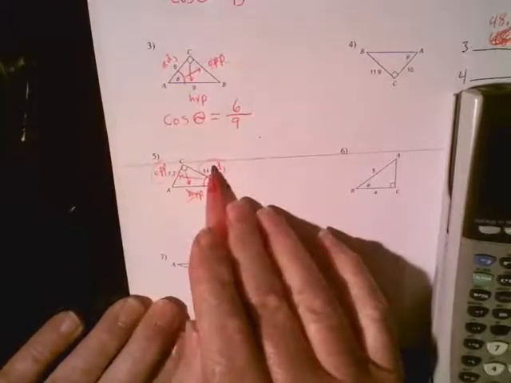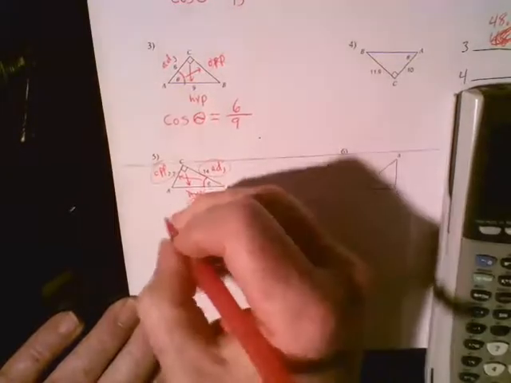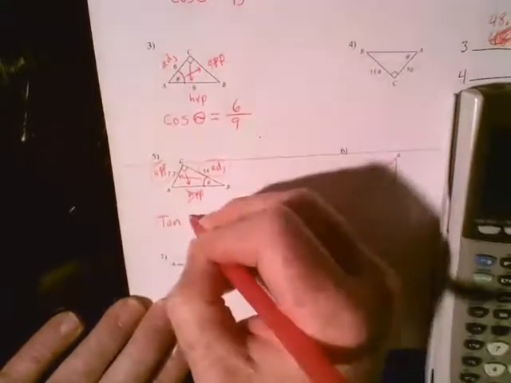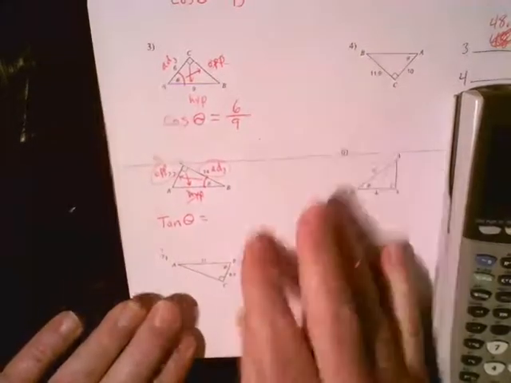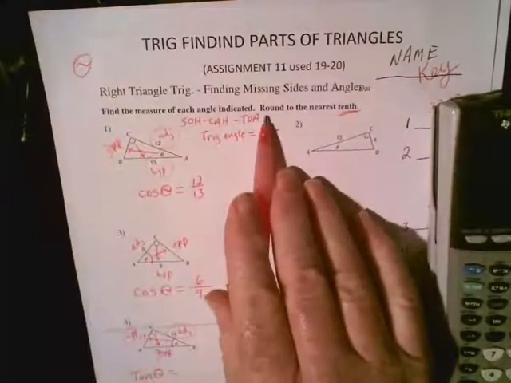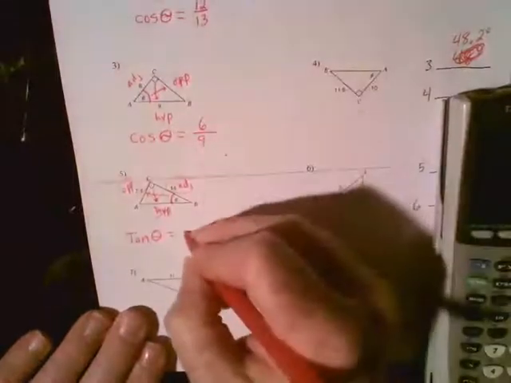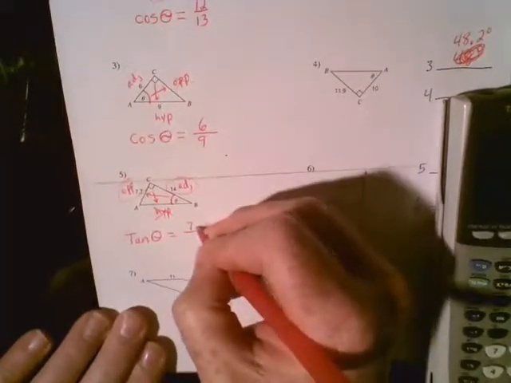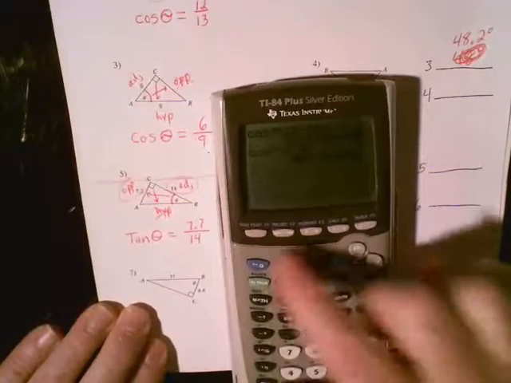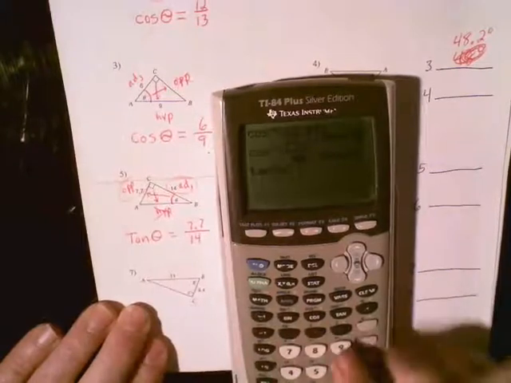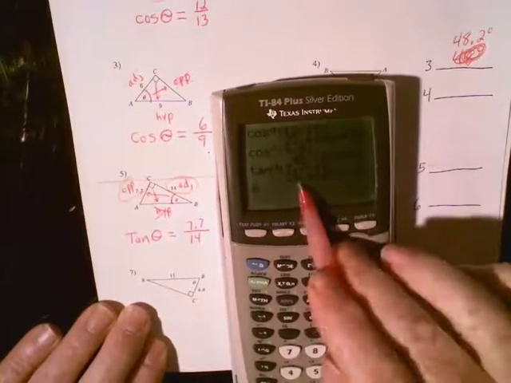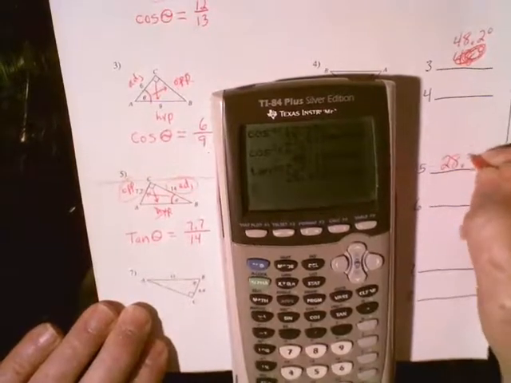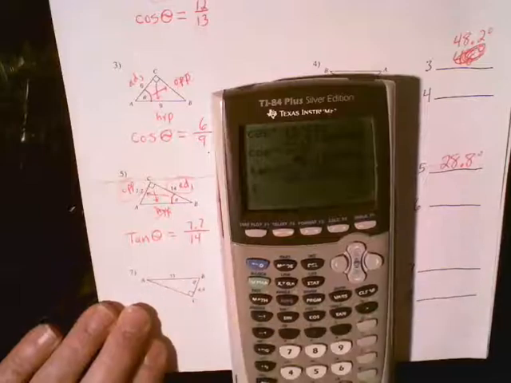The trig ratio that deals with opposite and adjacent is tangent. So we do the tangent of our angle. That's theta. And it could be angle B, whatever. It doesn't matter. And then remember that tangent is opposite over adjacent. So opposite, which is 7.7, over the adjacent, which is 14. We take our calculator. We hit second tangent because we're looking for the angle. 7.7 divided by 14. And we get 28.8. So angle B right there is about 28.8 degrees.